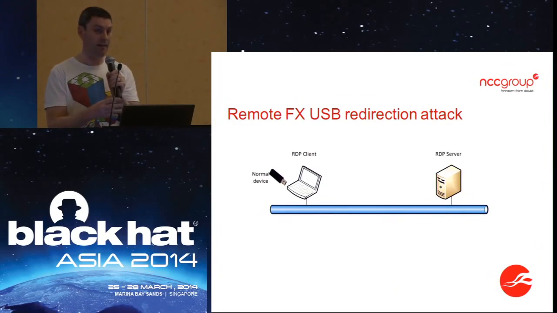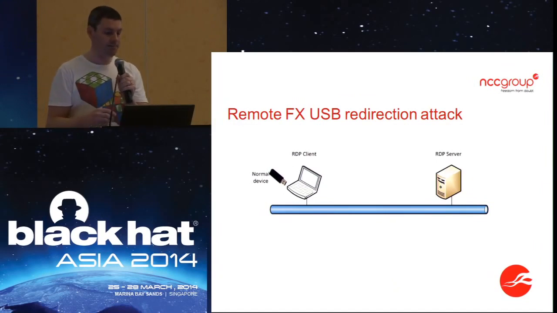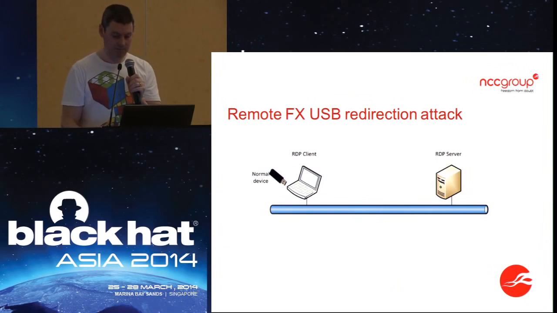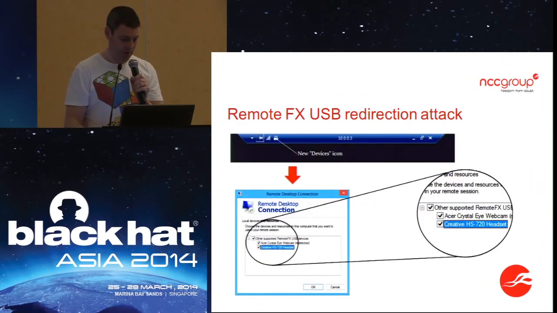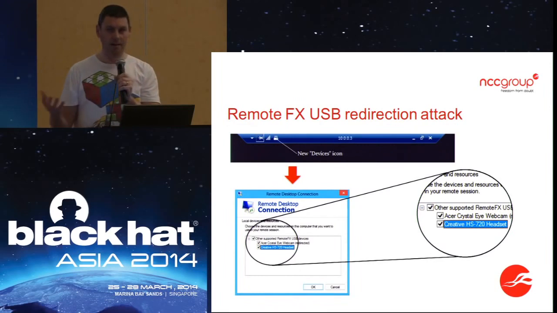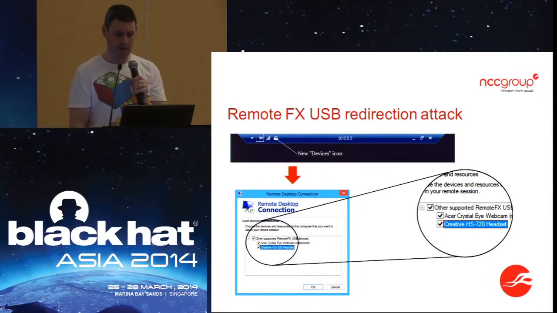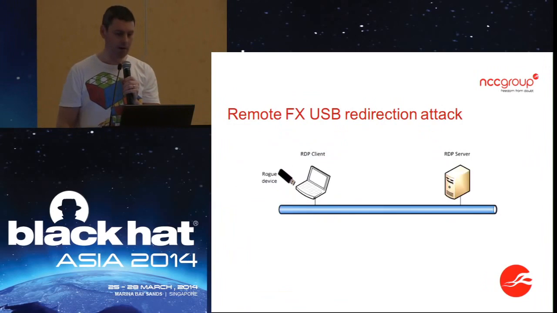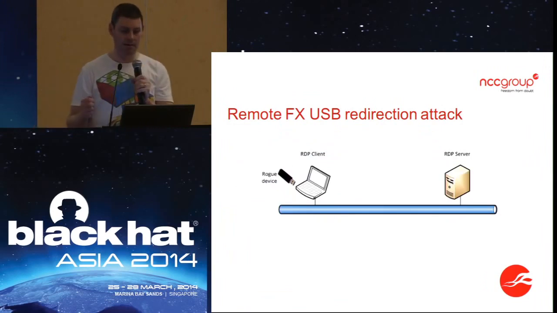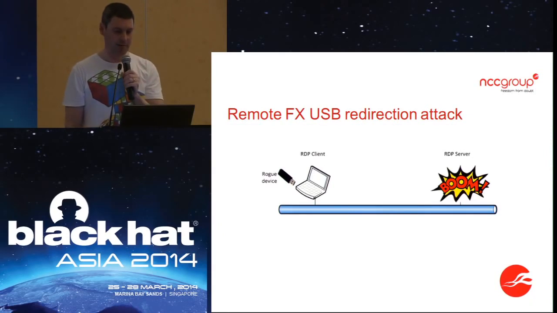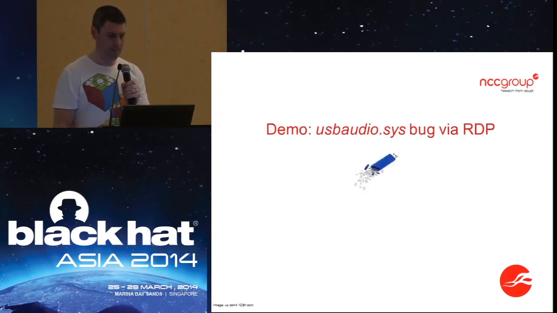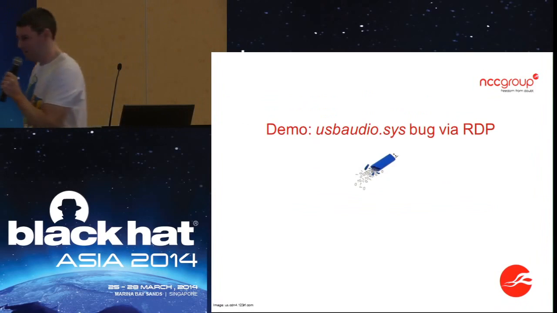So you start off by emulating the normal device, not the rogue device, within your RDP session. So the audio device that gets emulated by UMAP comes up as a Creative headset. So you then tick that and say, yep, that's the one I want to use. You then remove that virtually, and you virtually insert your rogue device. And this time, the RDP server goes boom. Okay, let's see if we can get it to work.